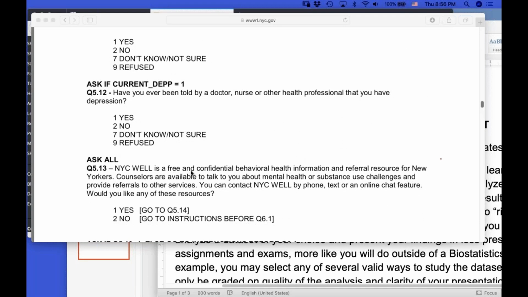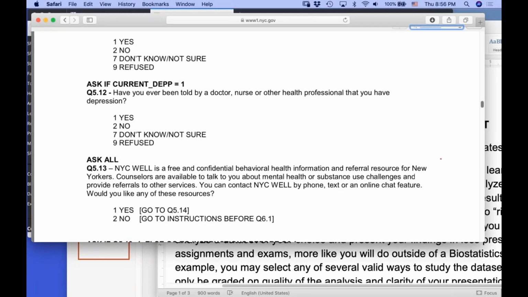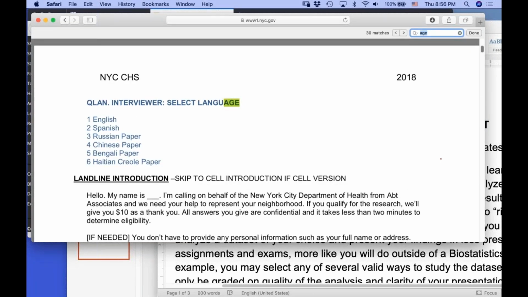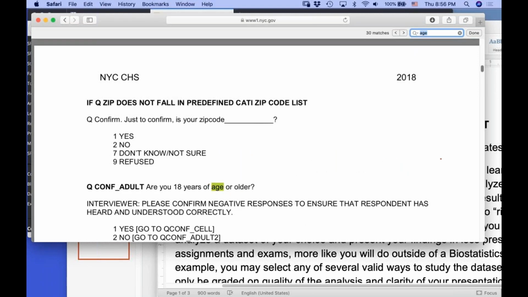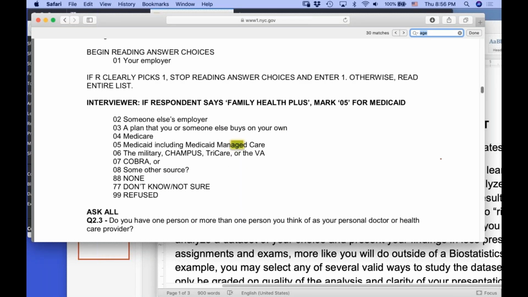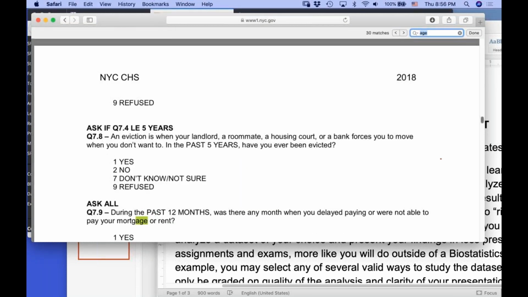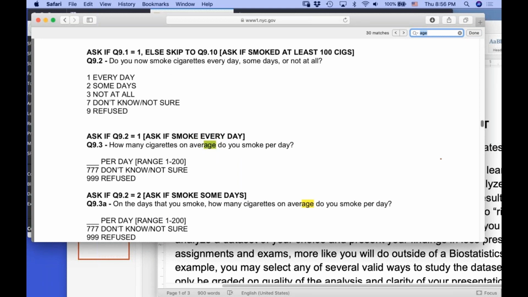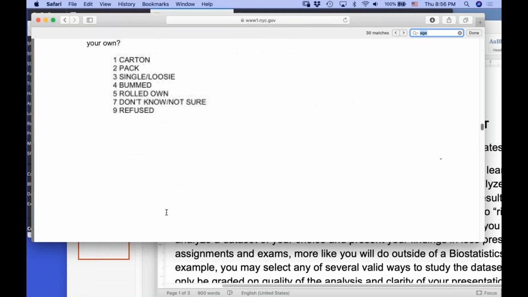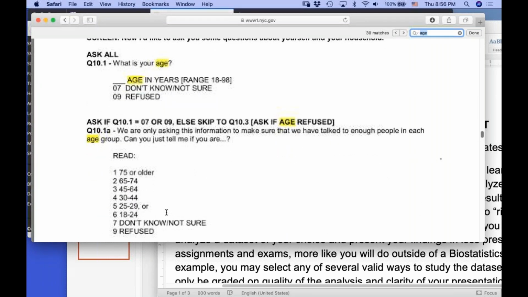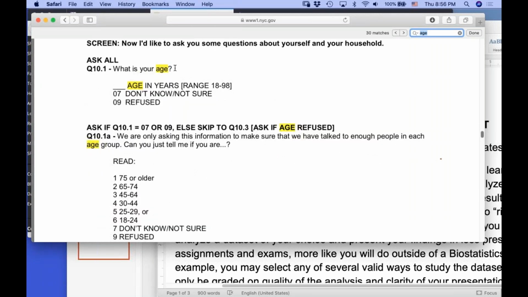And let me just see. How about age? I know they ask age. It says, are you over 18? Yeah, I'm looking for an actual age variable. There are so many age items here. Actually, I'll look at the data rather. Oh, here we go. What is your age, right?